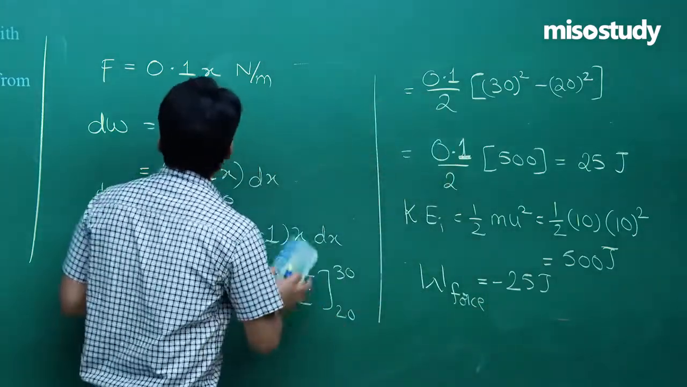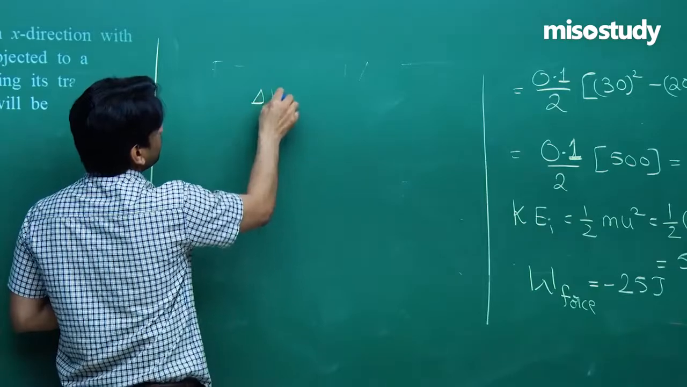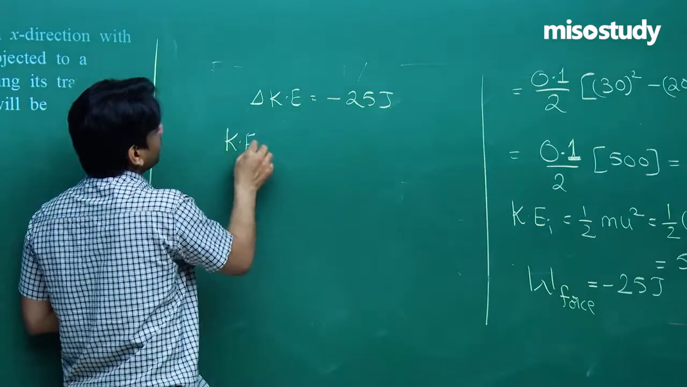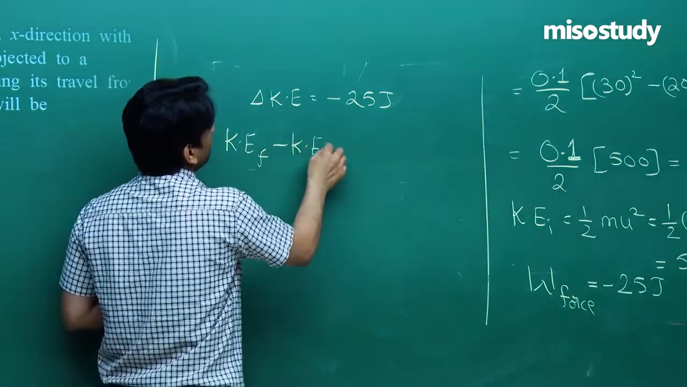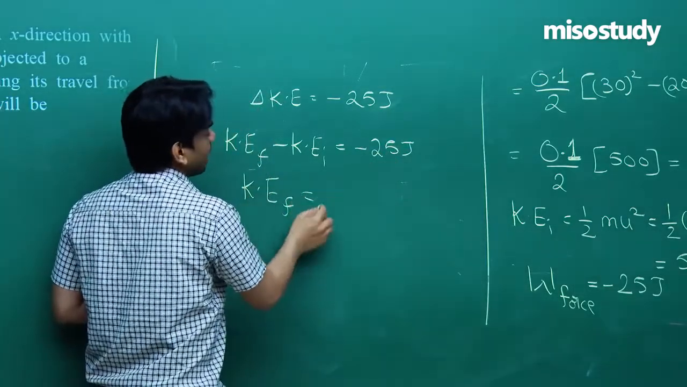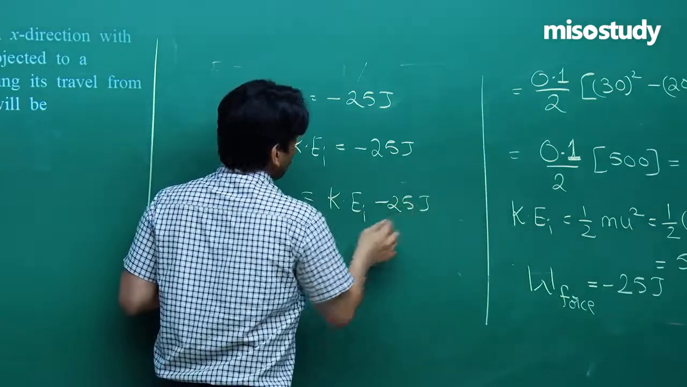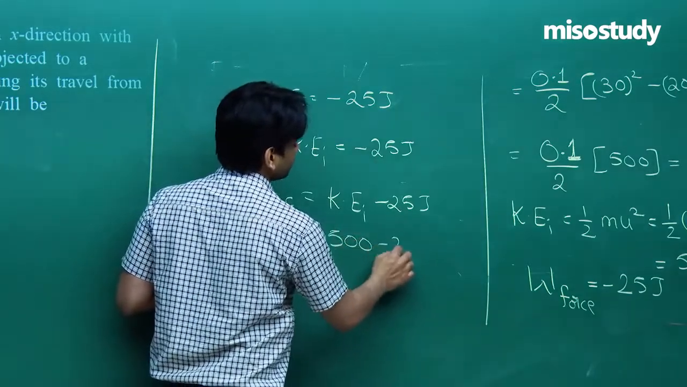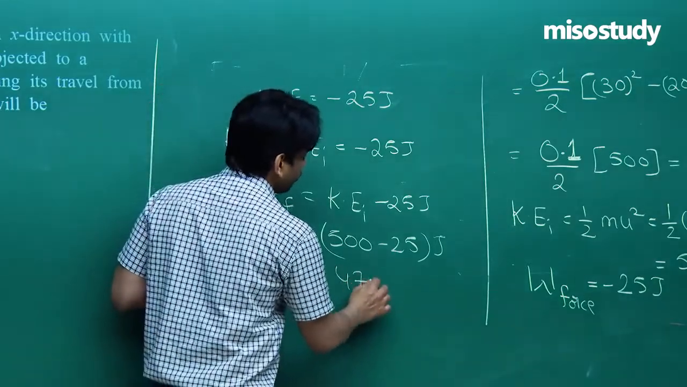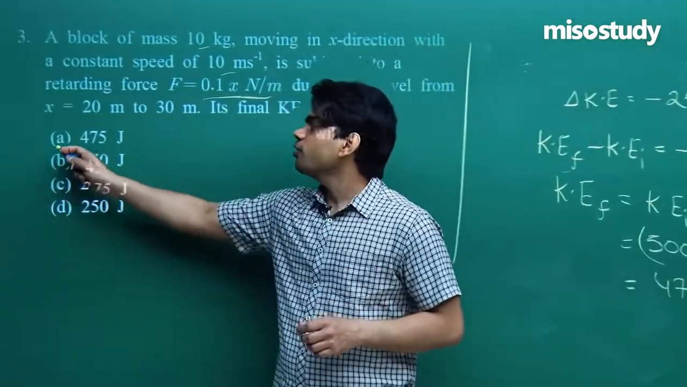Now you see here, the change in kinetic energy is the work done by all the forces. Change in kinetic energy is equal to minus 25 joule. So kinetic energy final minus kinetic energy initial is equal to minus 25 joule. So kinetic energy final will turn out to be kinetic energy initial minus 25 joule. Kinetic energy initial is 500, that is what we have evaluated. Hence, it will come out to be 475 joules. So the right answer is option number A, 475 joules.